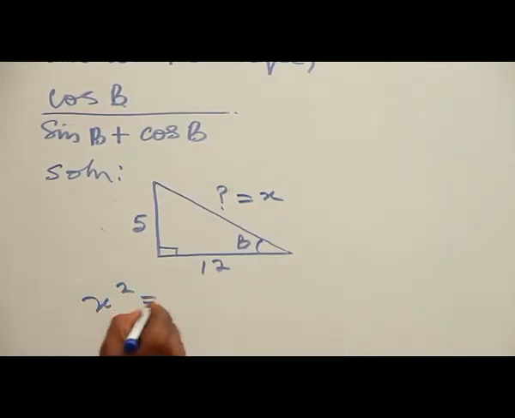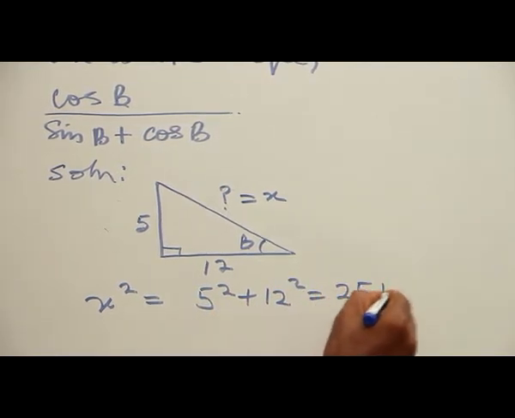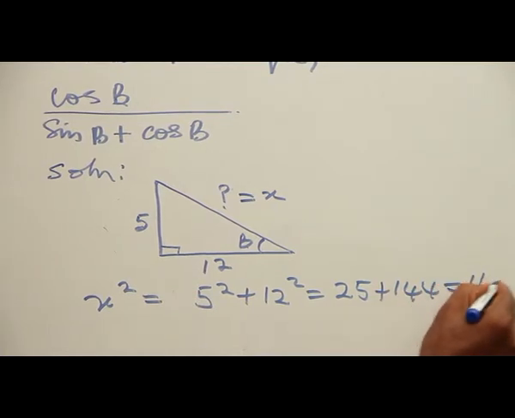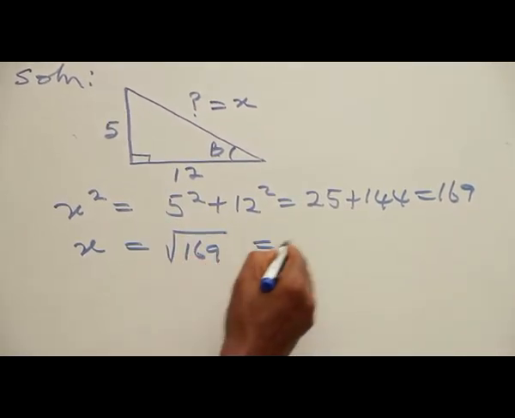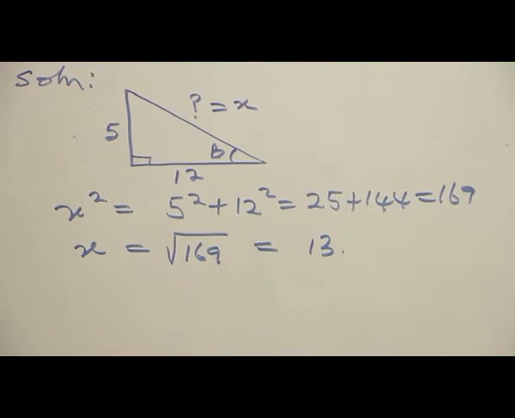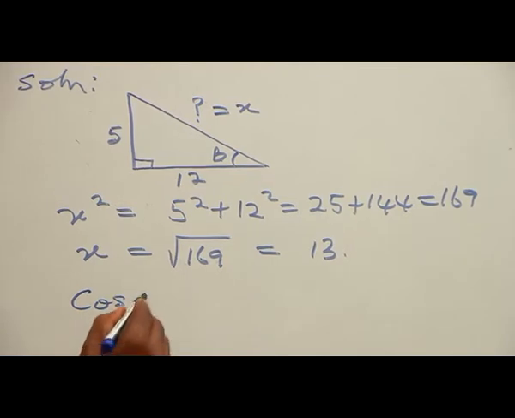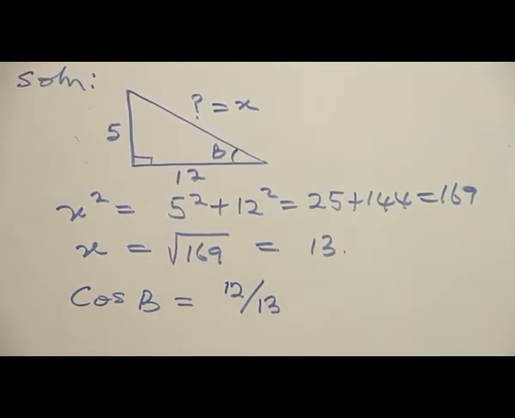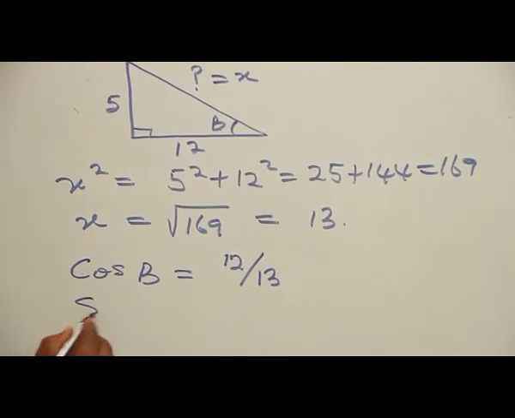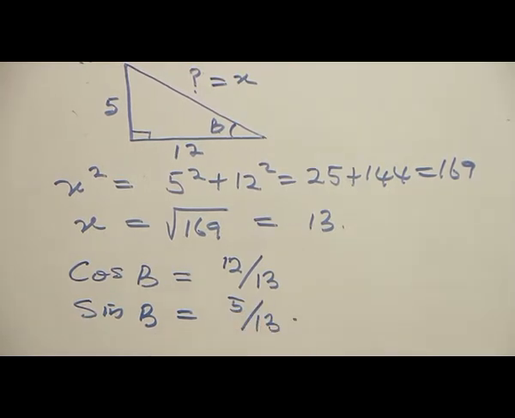So our S squared is equal to 5 squared plus 12 squared, and that is 25 plus 144, and that is 169. In other words, our S is the square root of 169, and that is 13. Now that you have known the value of 13, you can therefore write your cos B is equal to adjacent all over hypotenuse. And then you have your sin B is opposite all over hypotenuse.